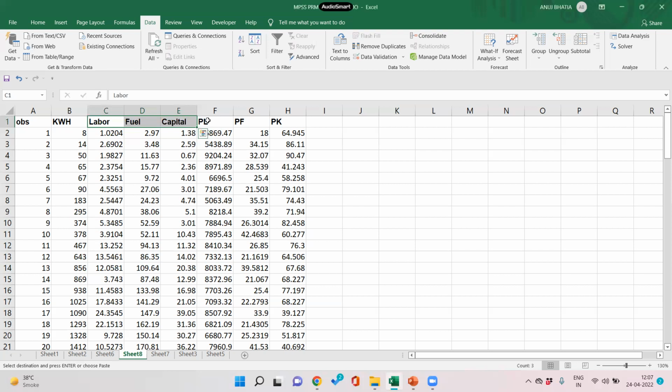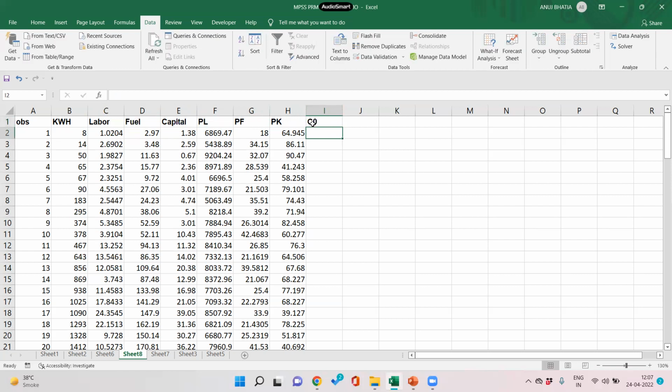We continue with our same example where we had observations, one output, kilowatt hour, and three inputs, labor, fuel and capital, and we have prices of labor, fuel and capital. Here we would assume that capital is fixed in the short run. It means you can't really optimize the quantities of capital. You can only tweak the quantities of labor and fuel using DEA. So let us see how we can do this in Excel.